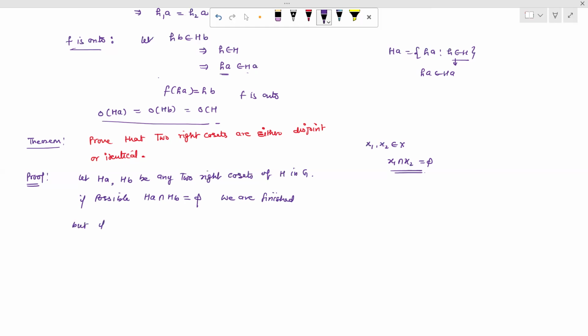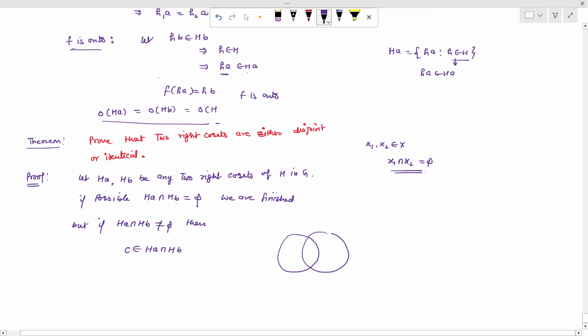But if HA intersection HB is not equal to φ, then in such cases we can say that an element C belongs to right coset of A intersection right coset of B. So how to prove this? We can take it by using the Venn diagram. The Venn diagram says this is HA and this is HB and C is an element which is common between these two. So now we can write that C belongs to right coset of A and C also belongs to right coset of B.